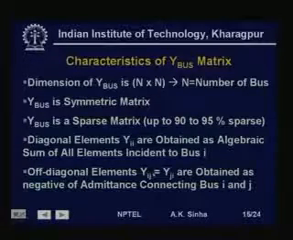Off diagonal elements Yij is equal to Yji, because the matrix is symmetric, and are obtained as the negative of the admittance connecting bus i and j.